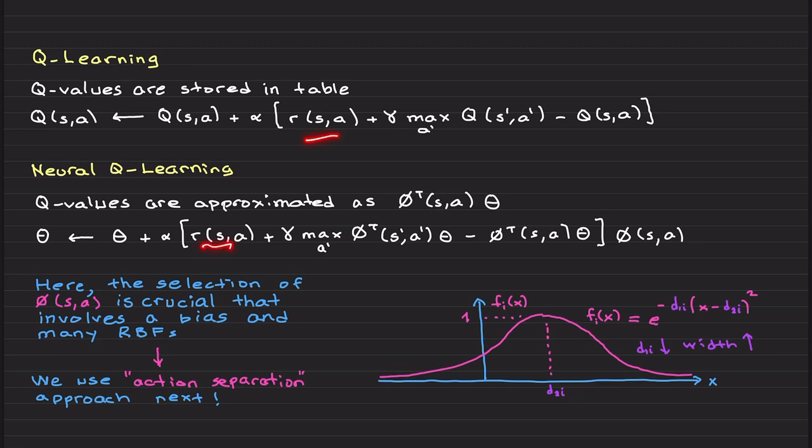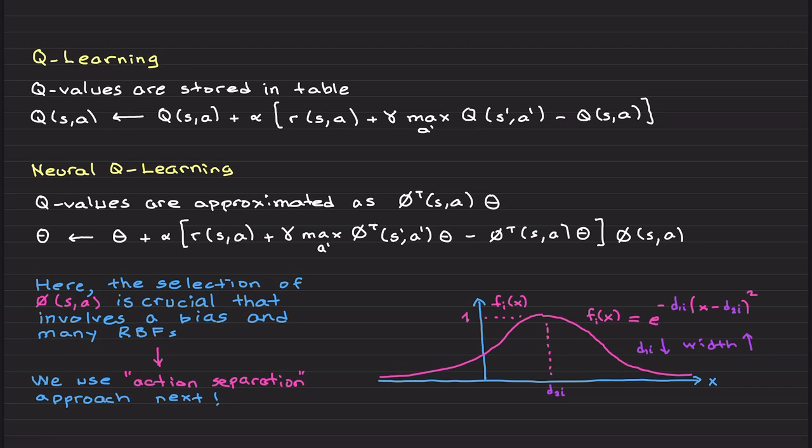Reward is here. This is replaced with this. This is replaced with that. And this is replaced with that. And finally, it is multiplied by the basis. So although I use these transposes here and there, these are all scalars. This is a transposed 1 by S vector, and this is an S by 1 vector. So its product becomes a scalar.